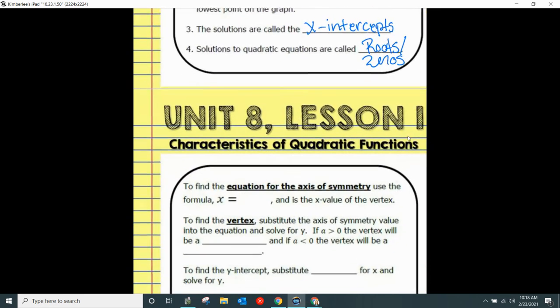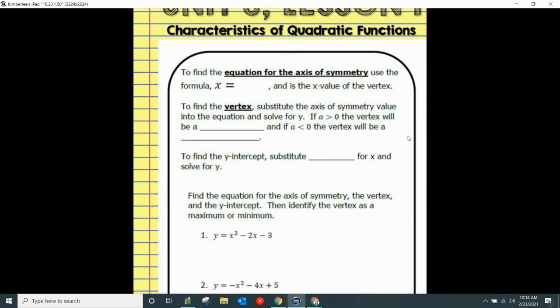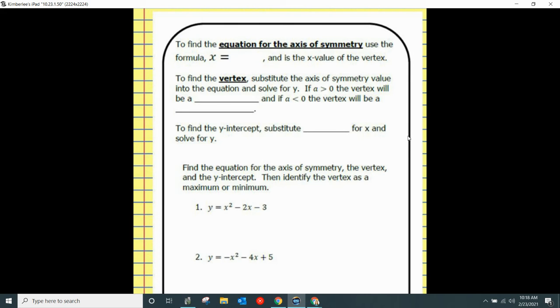All right, so let's go down here. You can find the equation for the axis of symmetry. All you have to do is use the formula x equals negative b over 2a. Now, where do you get the a and the b from? Well, remember our equation's in this form, ax squared plus bx plus c. So you would use the a and the b. You wouldn't need the c value. But you would use the a and the b value from this equation, and you could find the value for the axis of symmetry, the x value of the vertex, which is also the axis of symmetry equation.